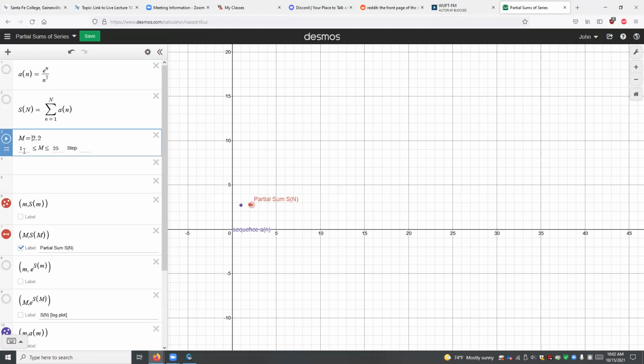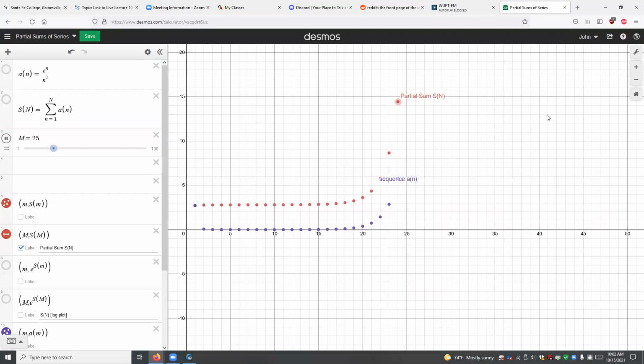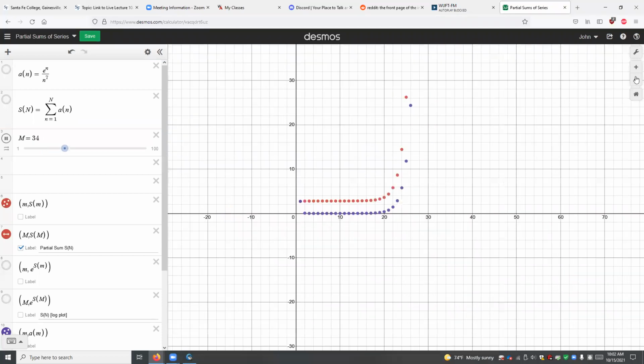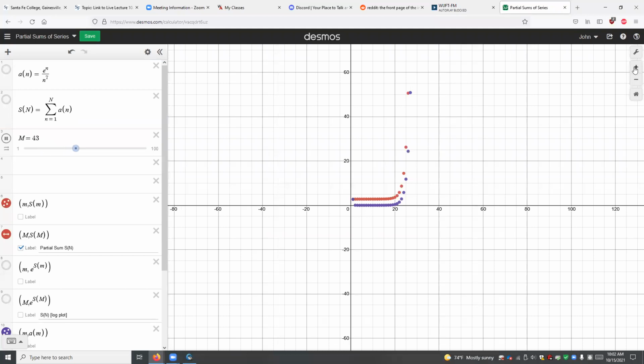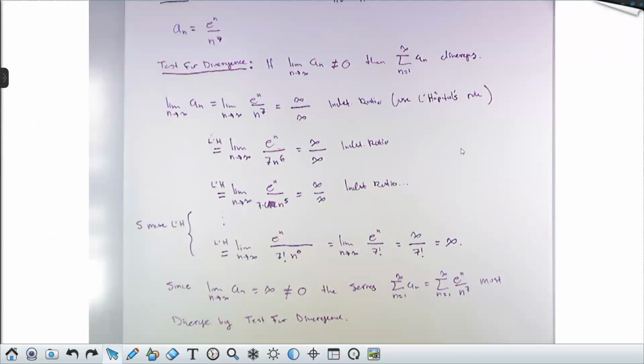So let me change this, let's go from 1 to, say, 100, taking step sizes of 1. Let's look at sequences. Here we go. So you see the sequence starts to blow up, and with it, the partial sums must blow up as well. It doesn't do that at first, but it definitely does go there eventually. And you see both of them just blowing up to infinity. Pretty cool, right? Okay.